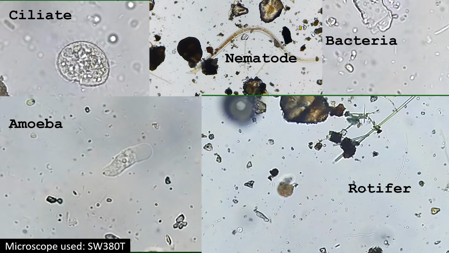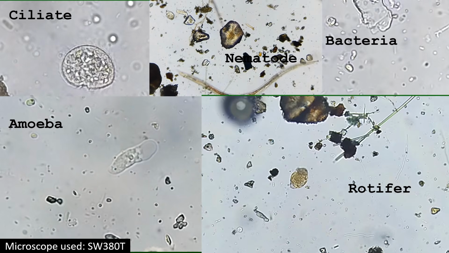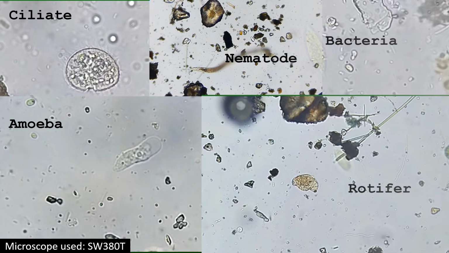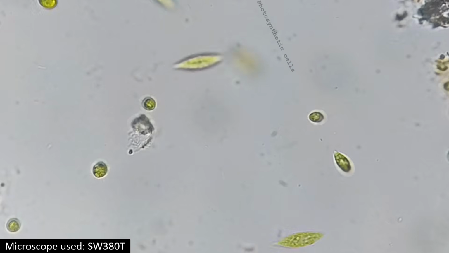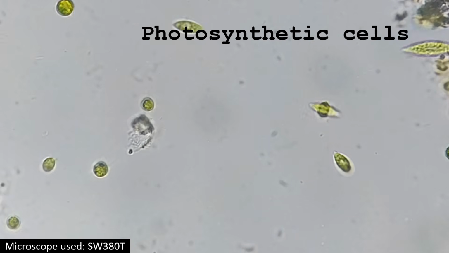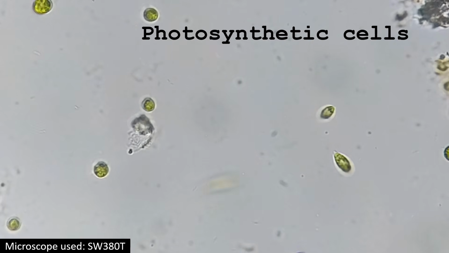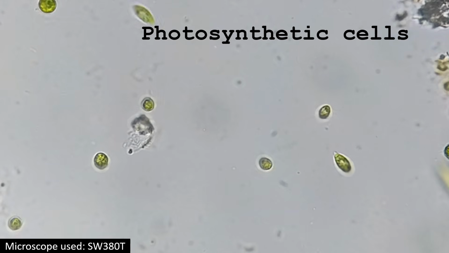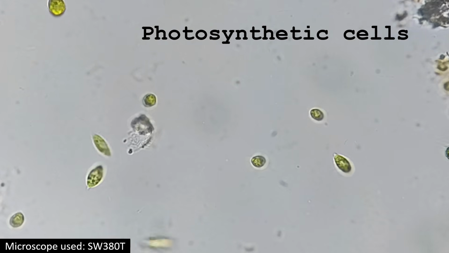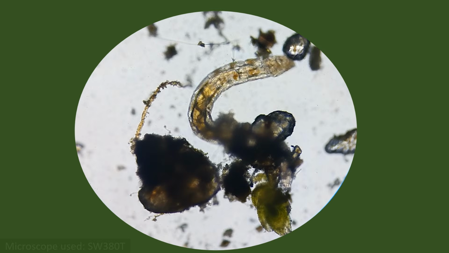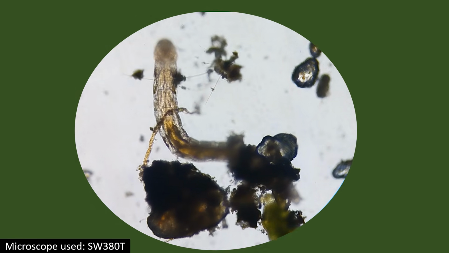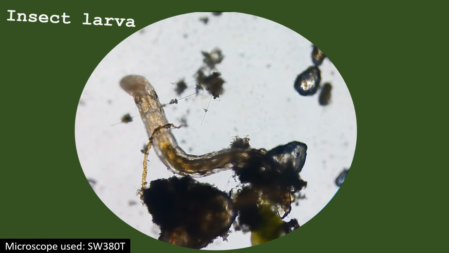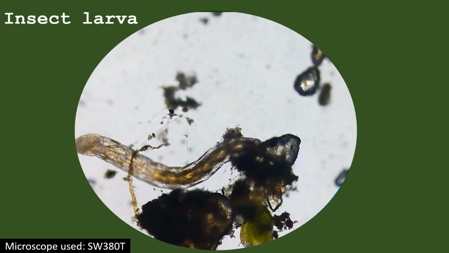However, other things can be found in moss too. For example, these tiny photosynthetic cells. They are likely green flagellates, which are tiny microbes that move around using a hair-like structure known as a flagellum. Another example would be this tiny worm-like organism, which is actually the larva of an insect.